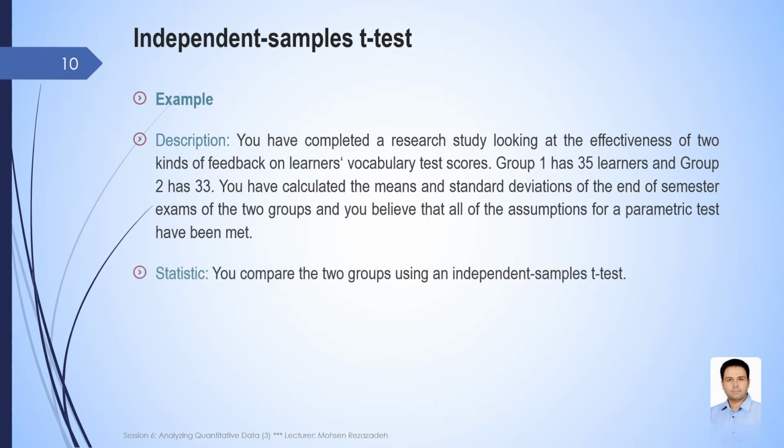One group has 30 learners, the other group 33 learners, and you have the same vocabulary test. Now you have two sets of scores, one for group A, the other for group B or group 2. You use the independent samples t-test in order to analyze the results. In the next slide, I will provide an example using a research question.